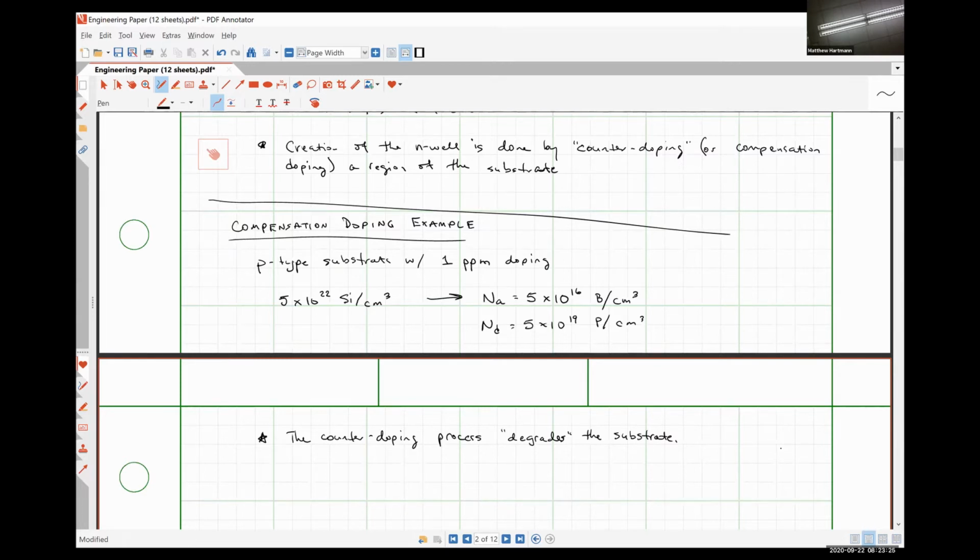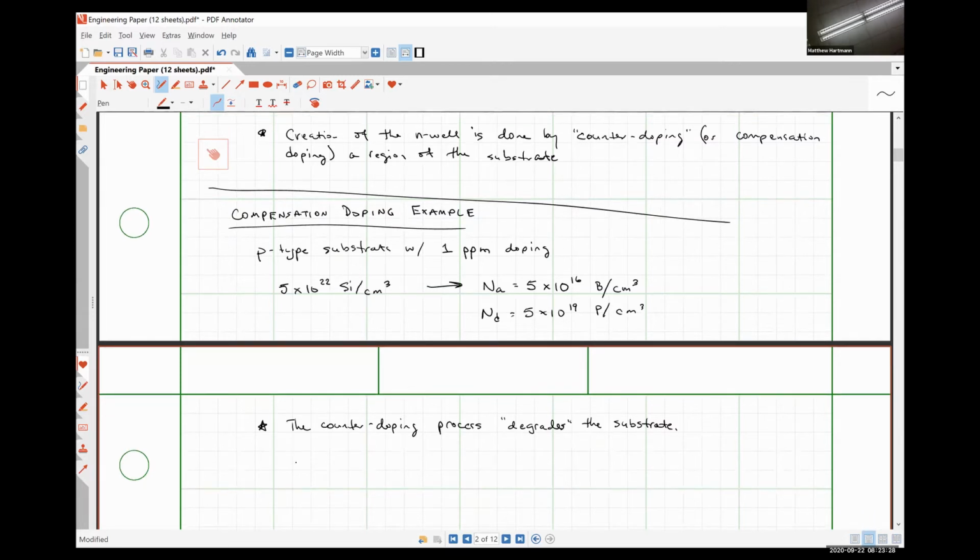So say that electron hole pair recombination.